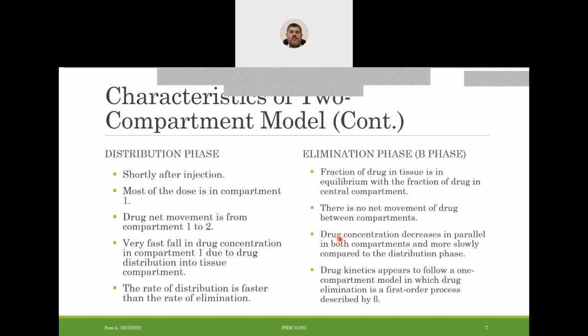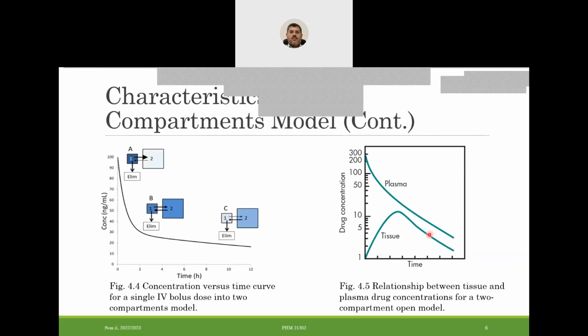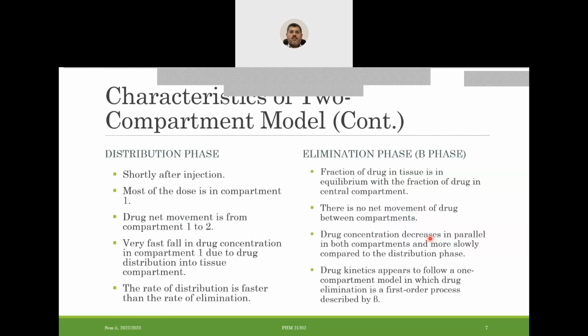In the later phase, the drug decrease will be slower and will be parallel in both compartments. So we saw this curve, drug decrease in this phase is parallel. They are decreasing by the same rate, compartment 1 and compartment 2, in plasma and tissues. Okay, and the slope is smaller, which means there is a slower decrease in the level of drug. So from these slopes, we can conclude that the rate of distribution is faster than the rate of elimination. That's why the slope is different.